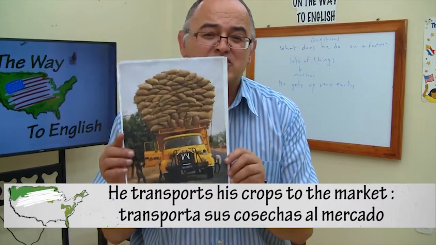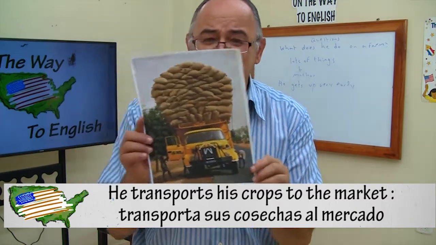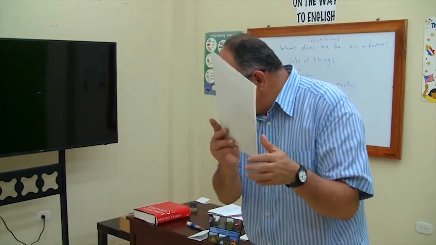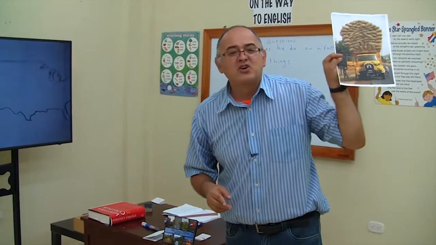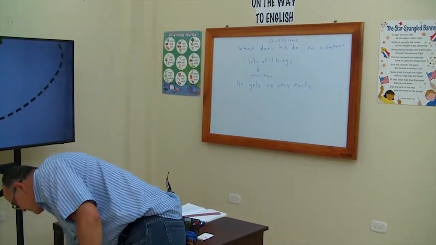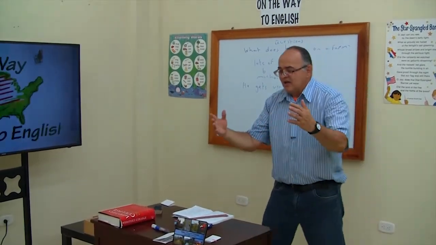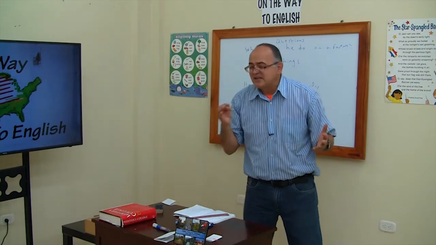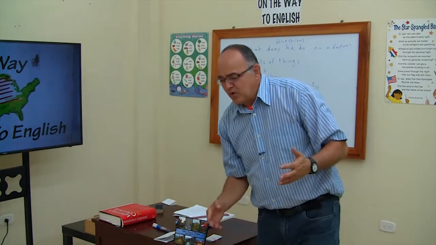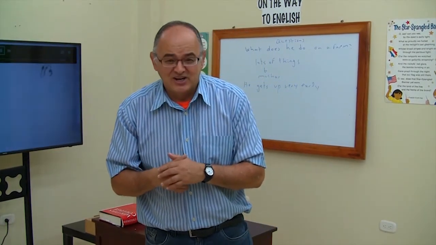And finally, what poor MacDonald does is that he transports his crops to the market. Imagine that, Old MacDonald transporting all this. So he transports all his crops to the market, whatever crops he has produced. So this is the final activity. So my friends, you see lots of activities that poor Old MacDonald has to do. When he goes to bed, he has to be very, very tired.